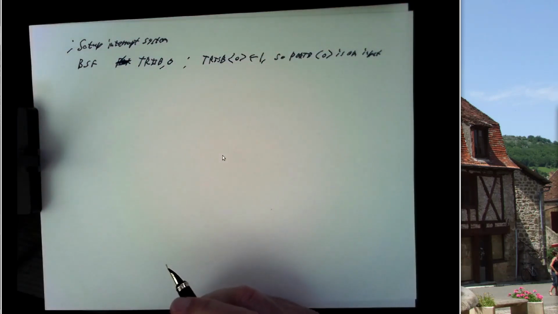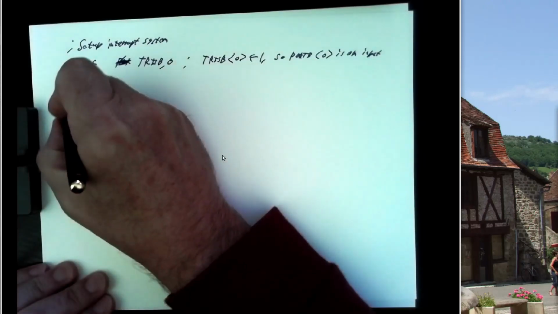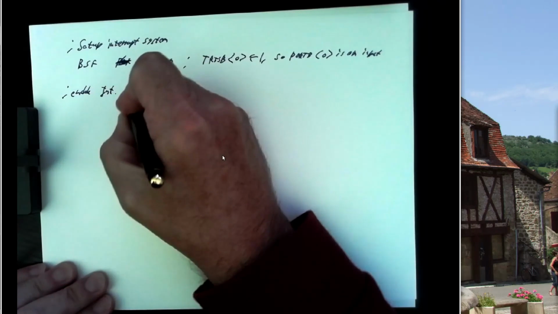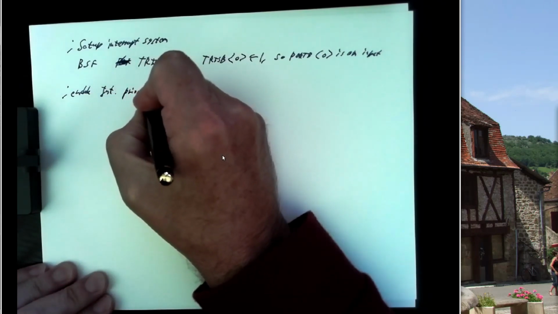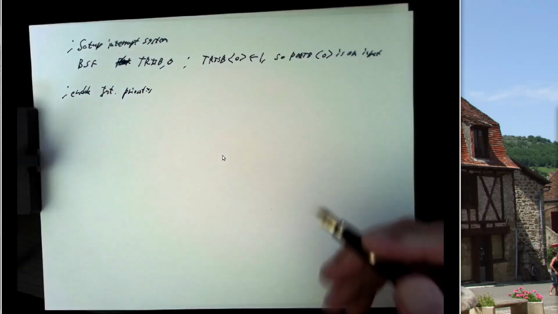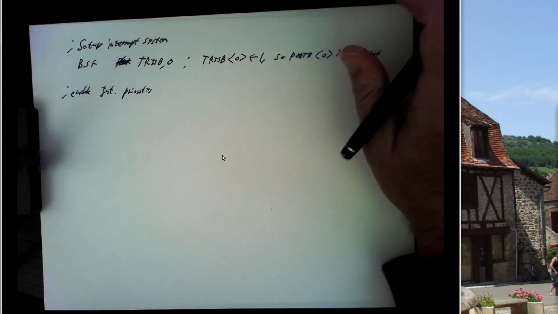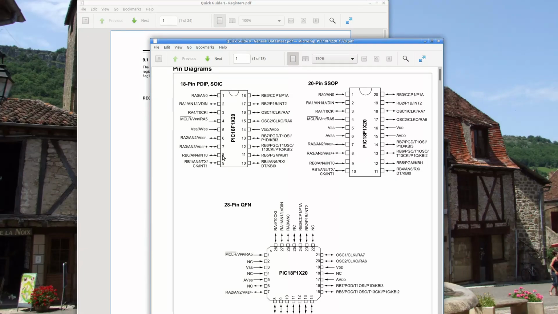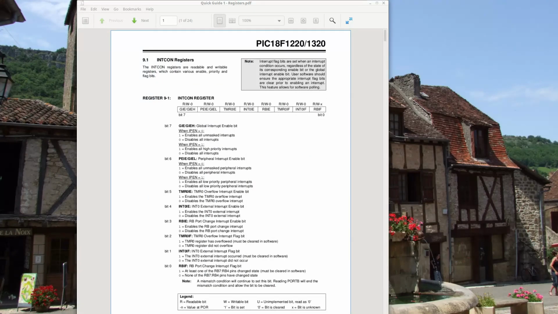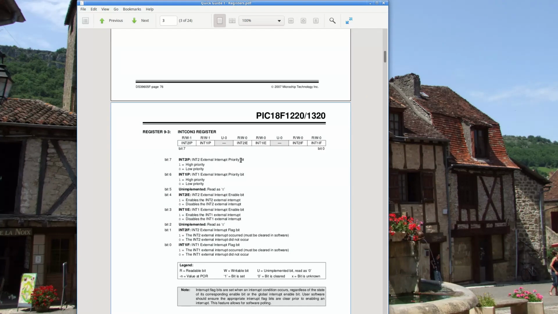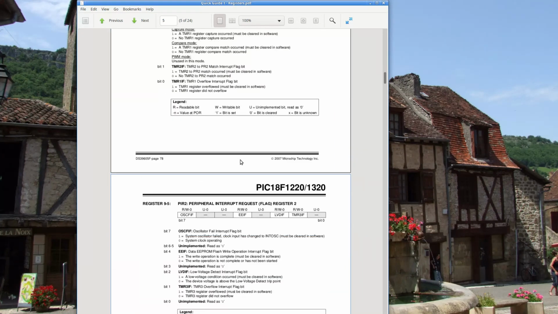Alright, next thing we have to do is enable interrupt priorities. Now we don't really need to do this, but it's like ADCON 1. We're just going to do this most of the time that we're dealing with interrupts. We're going to set up the system to say, hey, I want 2 different types of interrupts, high priority and low priority. And we do this by setting up a bit in the RCON register.